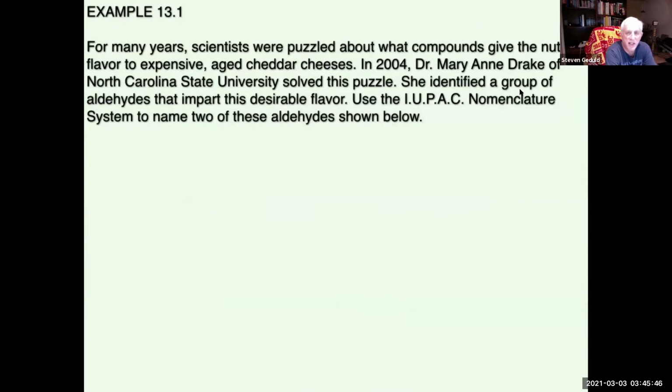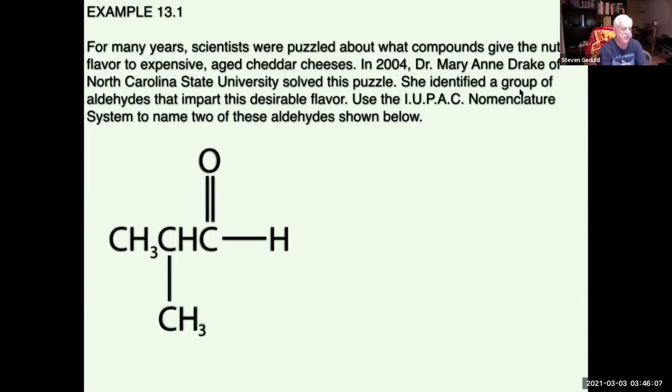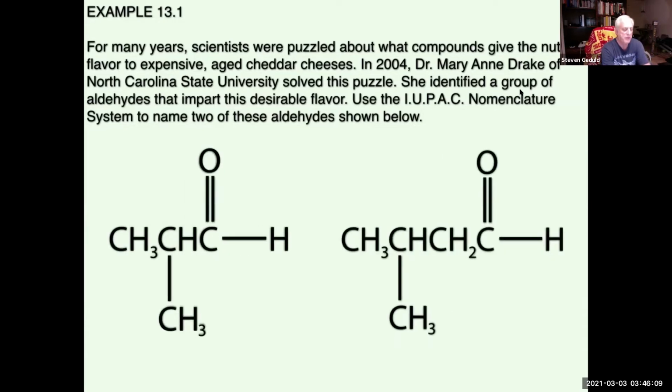Okay, for many years scientists puzzled over what compounds give the nutty flavor to expensive aged cheddar cheese. In 2004, Dr. Mary Ann Drake of North Carolina State University solved it. She identified a group of aldehydes that impart this nutty flavor to cheeses. Use IUPAC nomenclature to name 2 of the aldehydes shown below that she discovered. First of all, there are 2 aldehydes because there's a hydrogen attached to the carbonyl group, which makes them aldehydes.